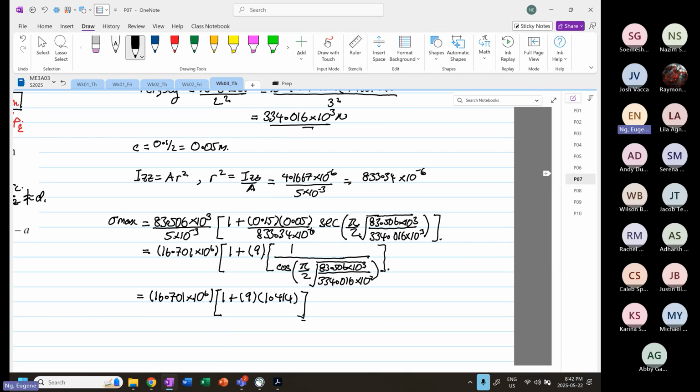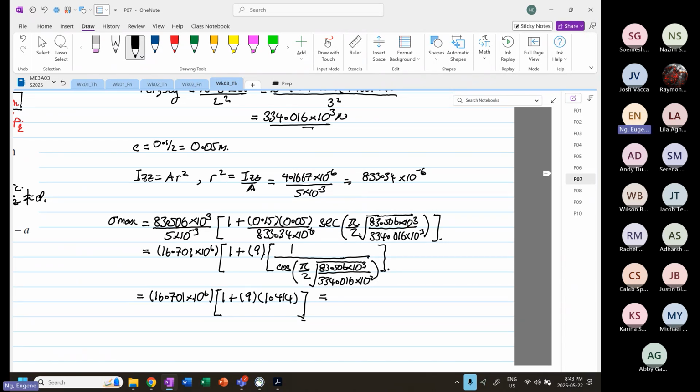Let me do it again. Okay, so 1 divided by cosine bracket pi divided by 2 times square root of bracket 83.506 power 3 divided by 334.016 power 3 close bracket. I think I have to close bracket once or twice. I can't remember now. Okay, close bracket and equal 0.141. Okay, make sure you press your calculator and get it. Or not, it's going to be really worrying.